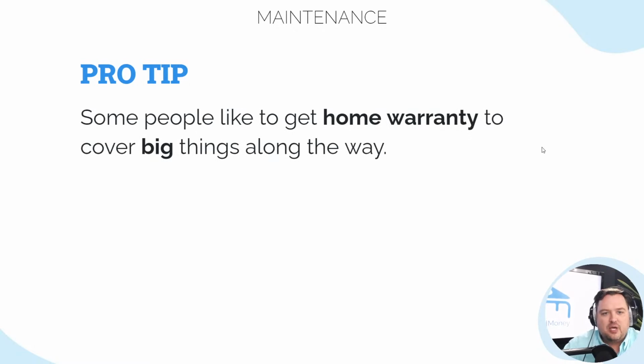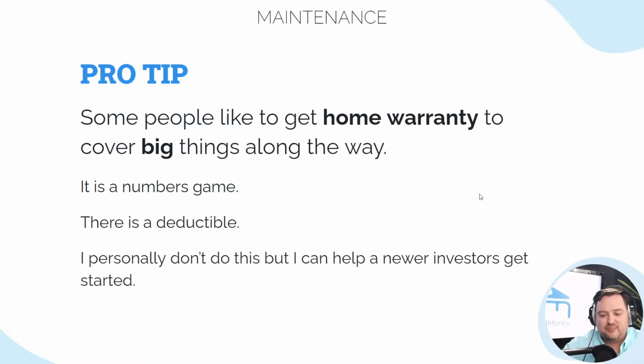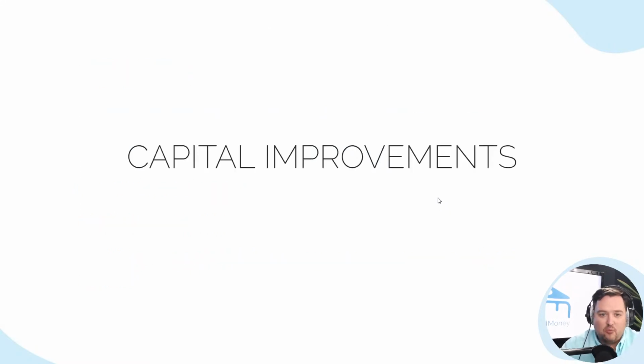Pro tip, some people like to get a home warranty to cover big things along the way. It's a numbers game. Keep in mind, with a home warranty, there is a deductible. People do this on rental properties quite frequently. The home warranty company is making money. They may lose money on you, but they'll make money on the cumulative of other people. So it's a numbers game. I personally don't use home warranties, but it can really help new investors getting started to cover some of the expenses of the unknown. And so they can be something that can be really helpful.